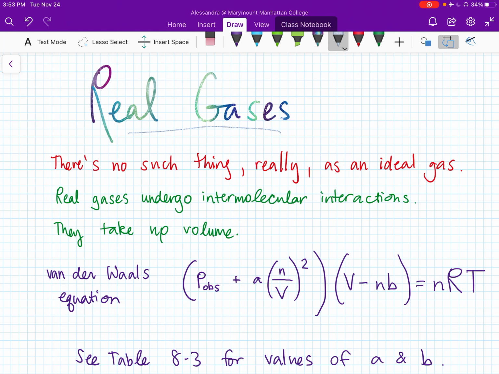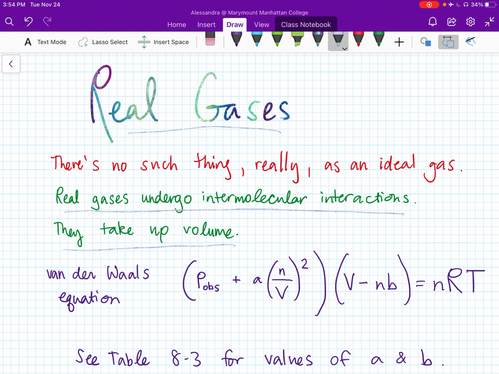Well, we're leaving out the fact that real gases undergo intermolecular interactions. That means that they collide with each other. They're attracted to each other or they're repelled by each other. So when we use the ideal gas law, we're leaving out the interactions that really occur between gas particles. The other thing that real gases do is that they take up volume. Real gases actually occupy space themselves. So we can't only consider the volume of the container, right? For real gases, we would have to consider the volume that's occupied by the gas particles themselves.